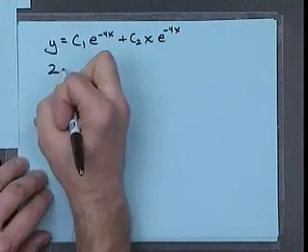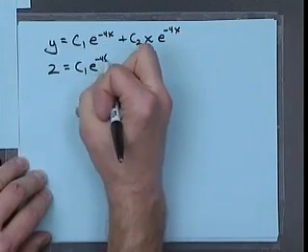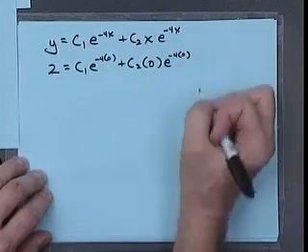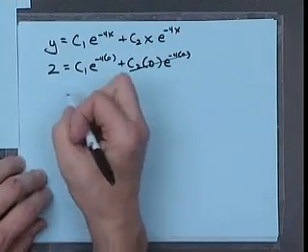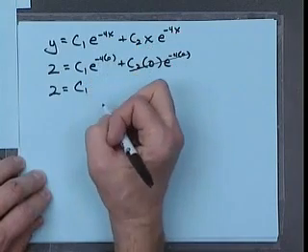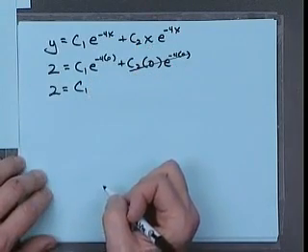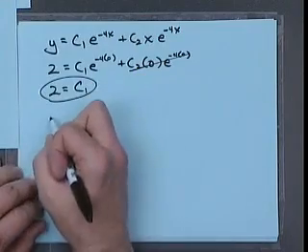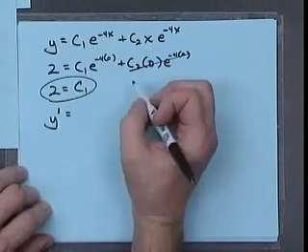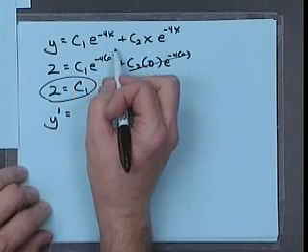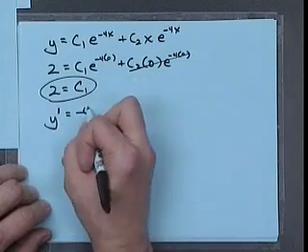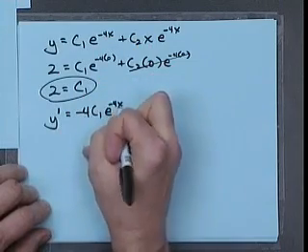So when x is 0, y is 2. So that term is 0. We've got e to the negative 4 times 0, which is e to the 0, which is 1. So c1 is 2. Y prime. All right, here's our y value, so we need our y prime. What's the derivative of c1 e to the negative 4x? Negative 4 c1 e to the negative 4x.